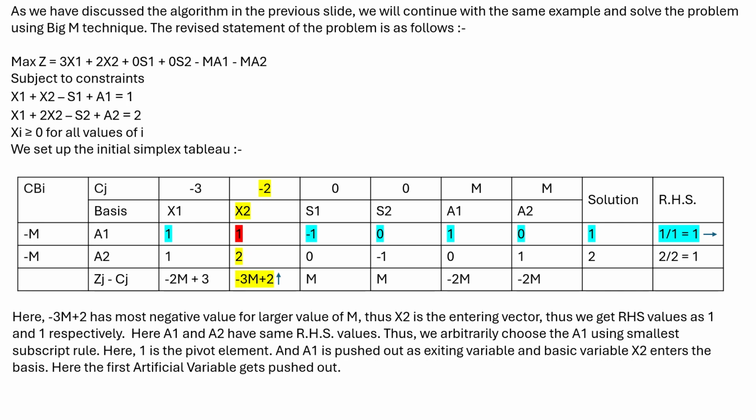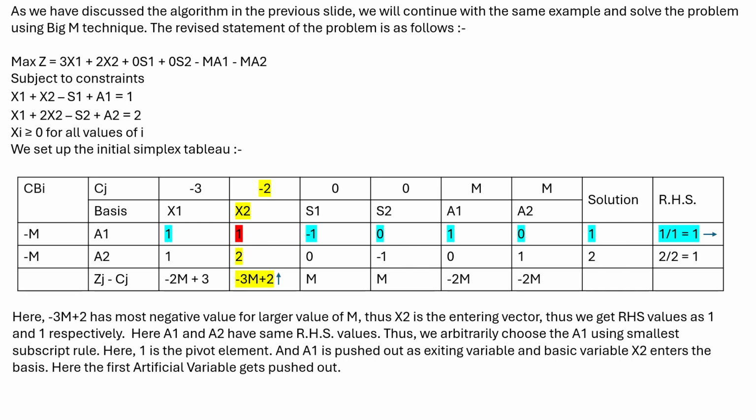Similarly, for the second column, it is minus M minus 2M, which is minus 3M, minus minus 2, which is minus 3M plus 2. Similarly, in the third column, it is M minus 0, that is M. Similarly, for the fourth column, it is minus 1 into minus M, that is M, minus 0, equal to M. In the fifth column, it is 1 into minus M, that is minus 2M. Similarly, in the sixth column, it is minus 2M. So here we get the zj minus cj row.